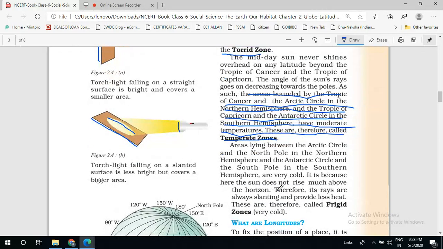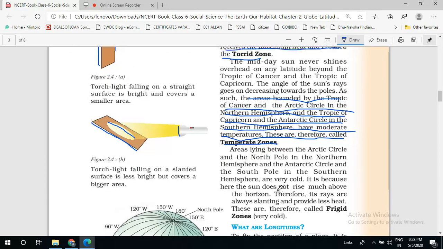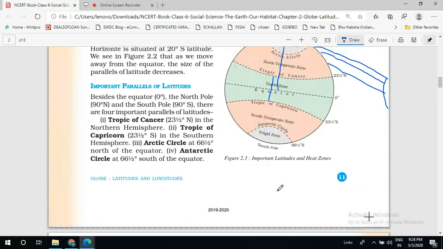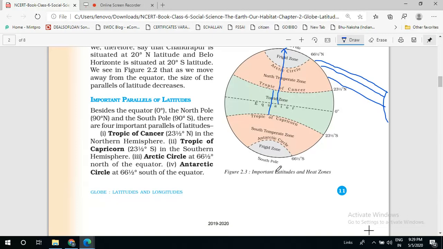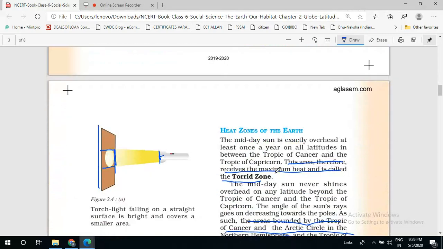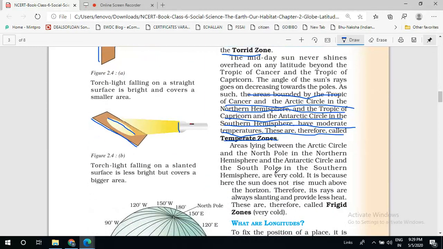Now we are considering this frigid region. Frigid region is the third heat zone. You can see here, from Arctic Circle to North Pole in the northern hemisphere, and from Antarctic Circle to South Pole in the southern hemisphere. This zone is known as frigid zone. As the name suggests, this is a very cold zone. Why is it very cold?